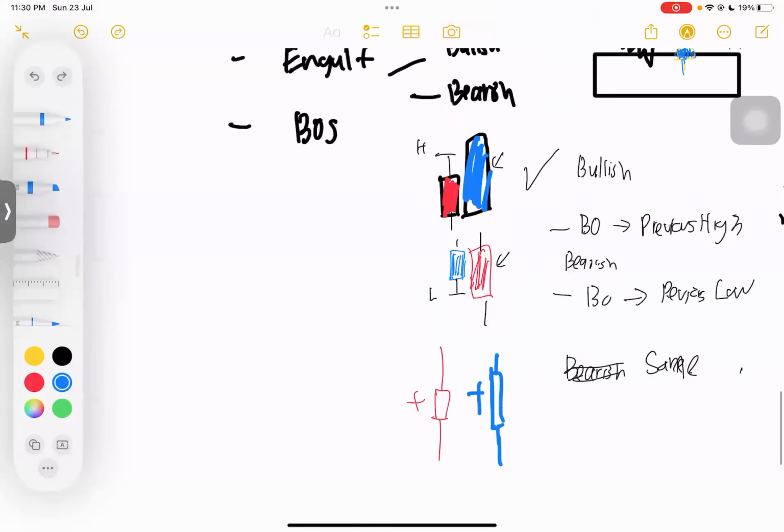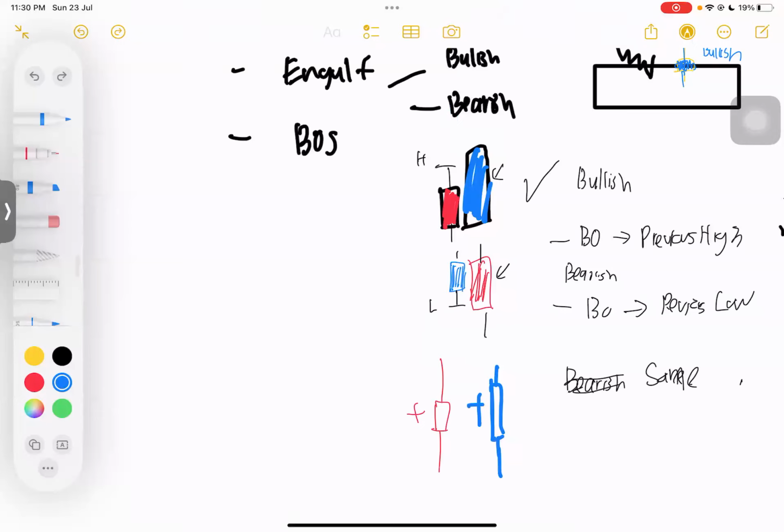And then for the last one, the breakouts, or break of structures. The break of structures, this one applies in different time frames. Okay, apply in different time frames. For example, your zone in H1.